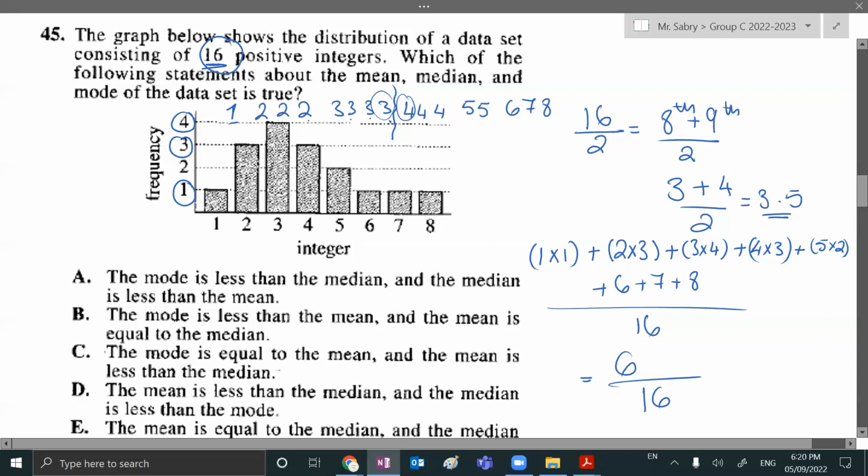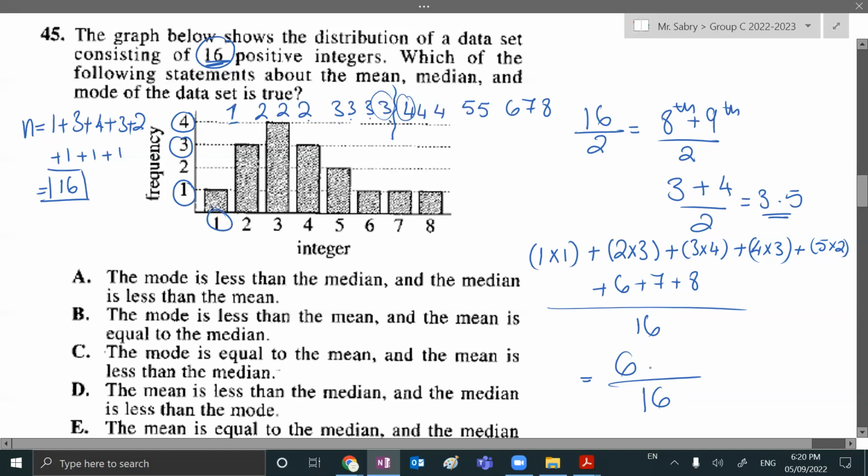If you calculated the frequencies, they should become 16. Understand? The frequency of 1 is 1, plus the frequency of 2 is 3, plus the frequency of 3 is 4, plus the frequency of 4 is 3, plus 5, it's 2, plus the 6 which is 1, plus the 7 which is 1, plus the 8 which is 1. Once you add all of those, this is 16, so that's the number of terms.